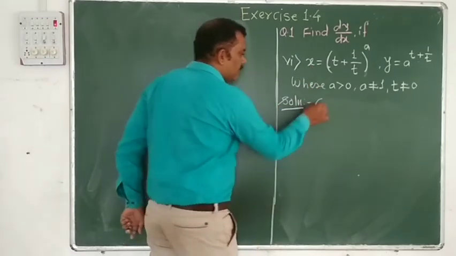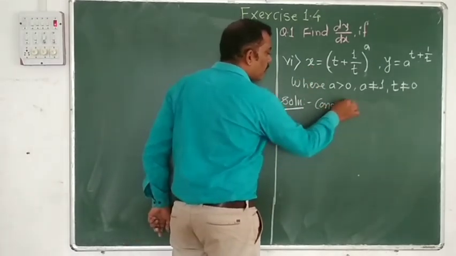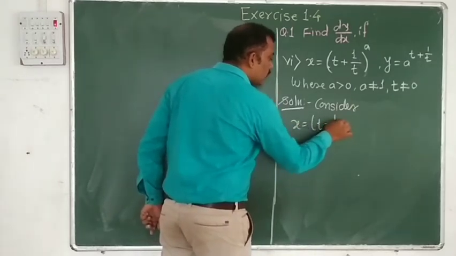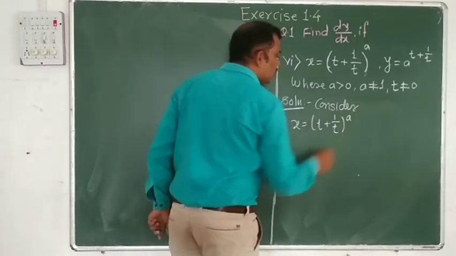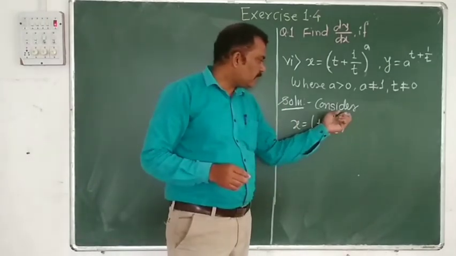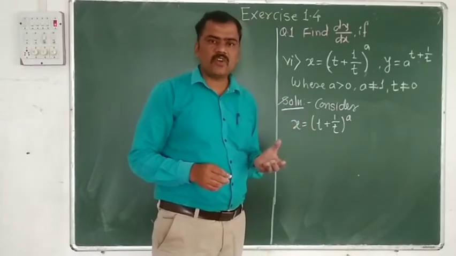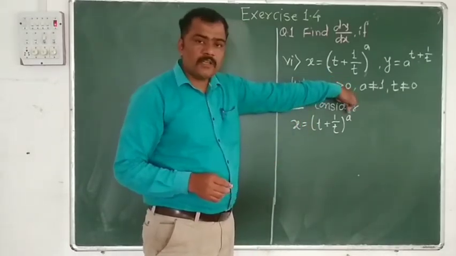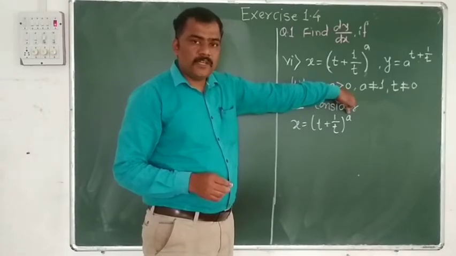Here, consider x is equal to (t plus 1 upon t) raised to a. This function we have to treat as a power function because here the power a is a constant, so we have to keep the finger on the power when we take the derivative.